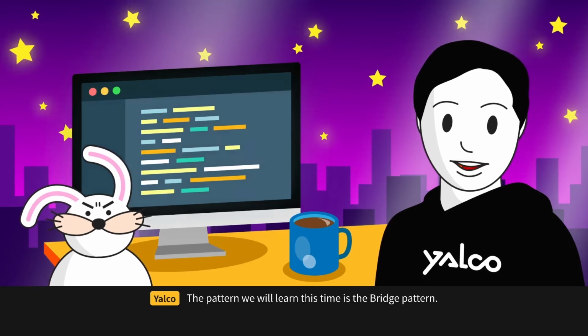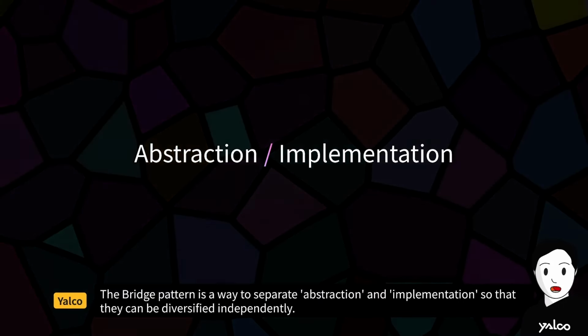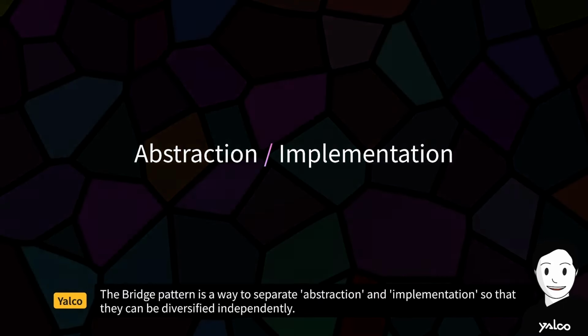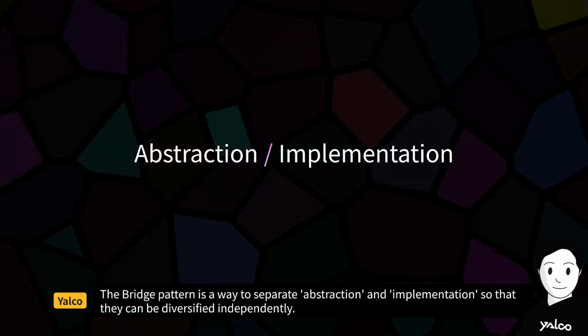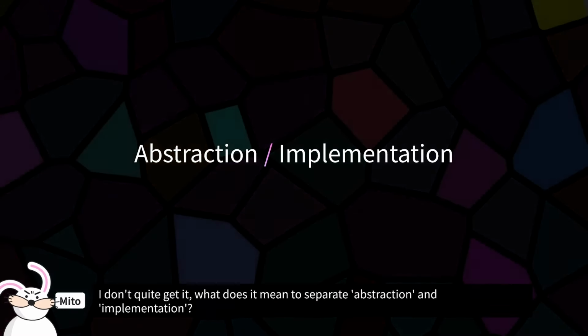The pattern we will learn this time is the bridge pattern. The bridge pattern is a way to separate abstraction and implementation so that they can be diversified independently. I don't quite get it. What does it mean to separate abstraction and implementation?